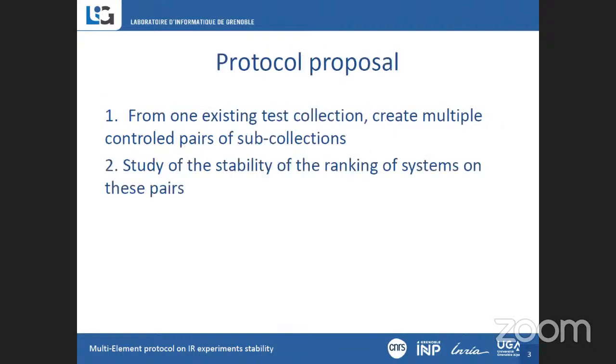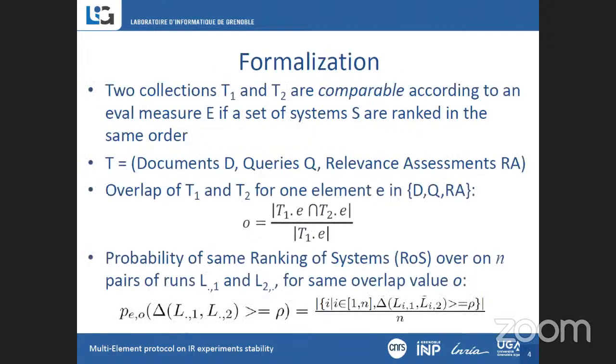The idea that we follow is that we use one test collection, and we create multiple pairs of sub-collections within this big collection. We study the stability of the ranking of the systems on these pairs. Between these pairs of collections, let's call them T1 and T2, we will study if the systems are ranked in the same order.